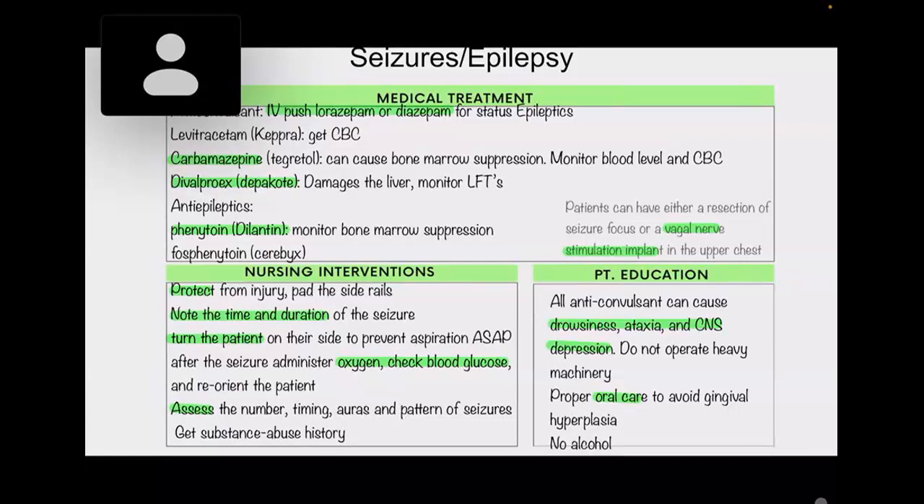After the seizure, we're going to give them some oxygen and check their sugar. The reason we check their sugar is, like I said, seizures take a lot of energy. They waste a lot of oxygen, sugar, etc. So we really just want to get a good assessment done on these patients.